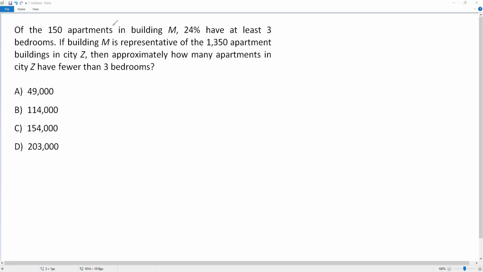Now, to get the number of apartments in these 150 which have at least 3 bedrooms, we have to multiply the given percentage 24 and the number of apartments 150. That is 24% times 150. We can convert this to a decimal, so we get 0.24 times 150. When I multiply these two numbers, I'm getting 36. In these 150 apartments, there are 36 apartments which have at least 3 bedrooms.